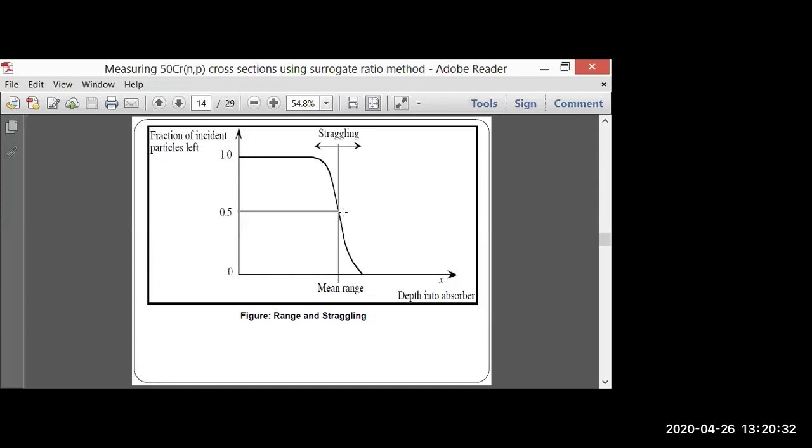So a few may stop a little earlier, a few may go a little further. That kind of fluctuation from the mean position is known as straggling, and that is just by nature. You cannot restrict all 10 to behave in the same way, because this is out of our control. They are just scattered in the material, so it's a random process. Certain ones may stop a little bit earlier, certain ones may go further. So that is the variation known as straggling.